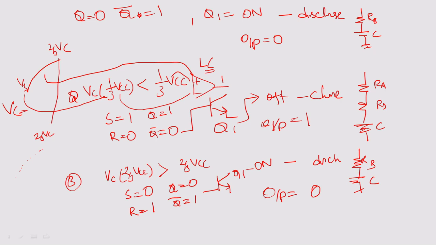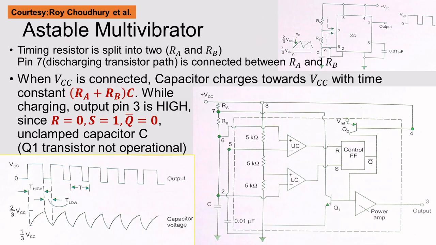When this capacitor voltage is greater than 2 by 3rd of your VCC, the upper comparator will turn on, and it will discharge. Okay, this is the part of your upper comparator, discharge through RB into C. Okay, so this is the way your astable is working. So I explained it to you in a simple way. With this you can understand the logic clearly.